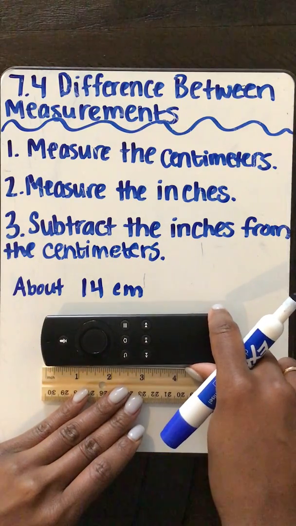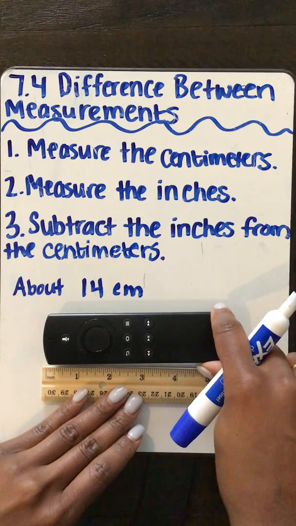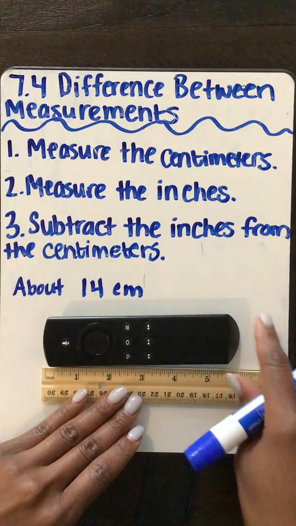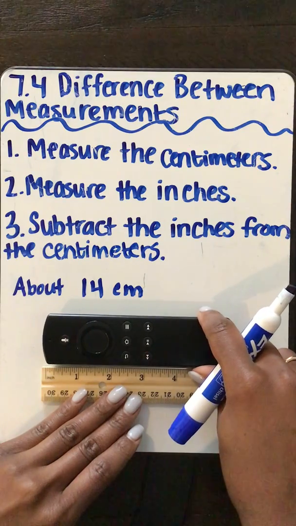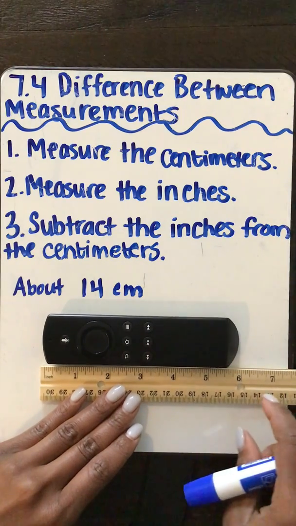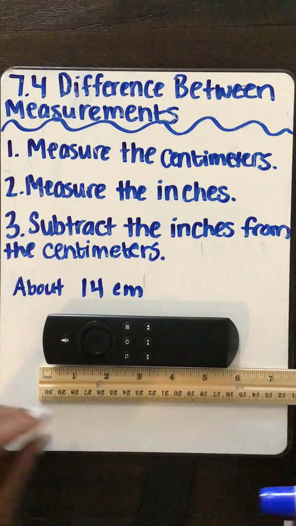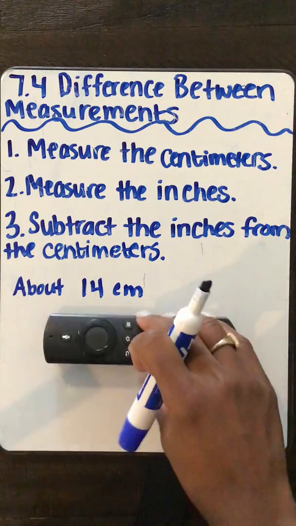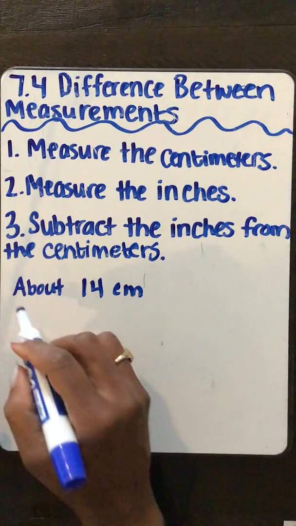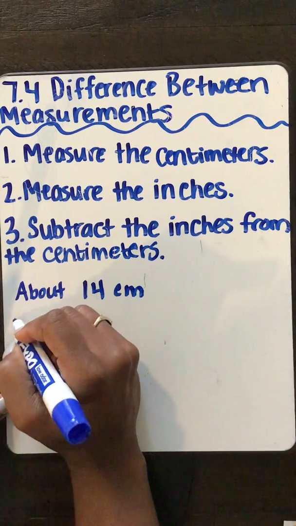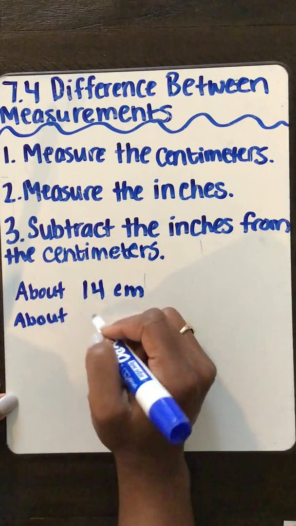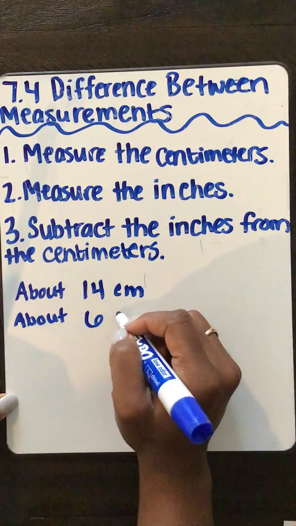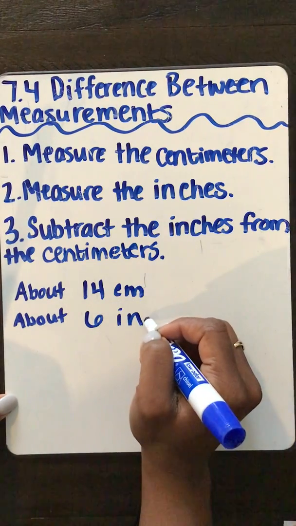We want to make sure that we are using whole numbers here. So I'm going to say, there we go, that my remote is about 6 inches. Doesn't have to be exact. That's why we're using that word about. About 6 inches. And I write IN for inches.